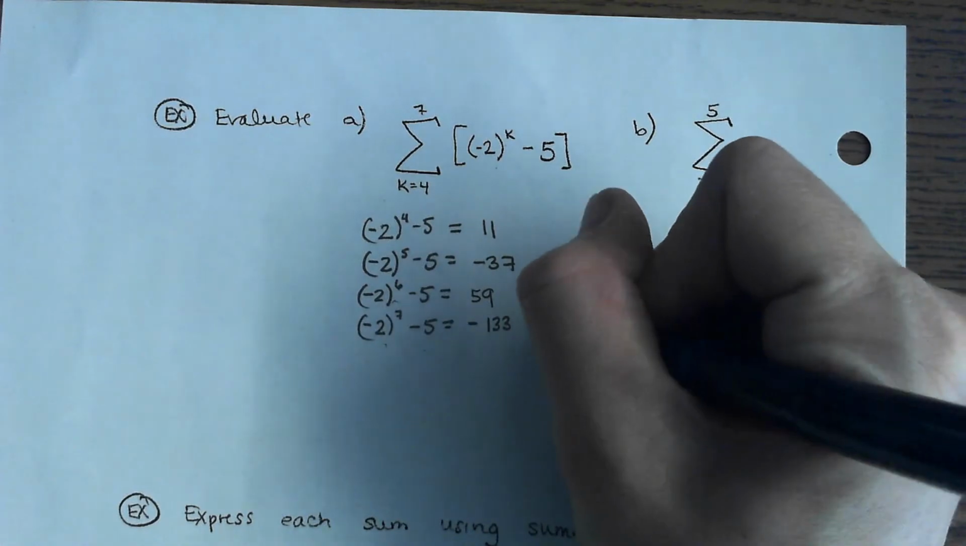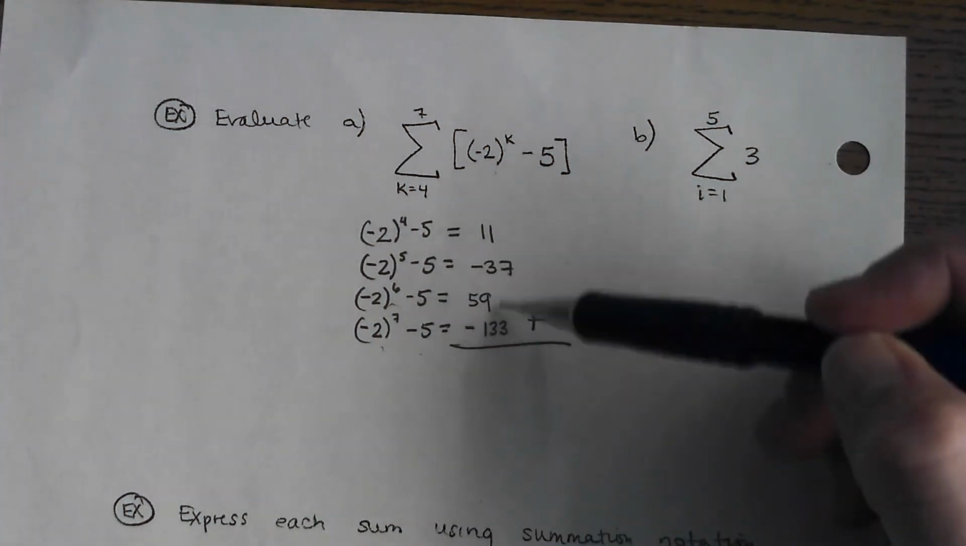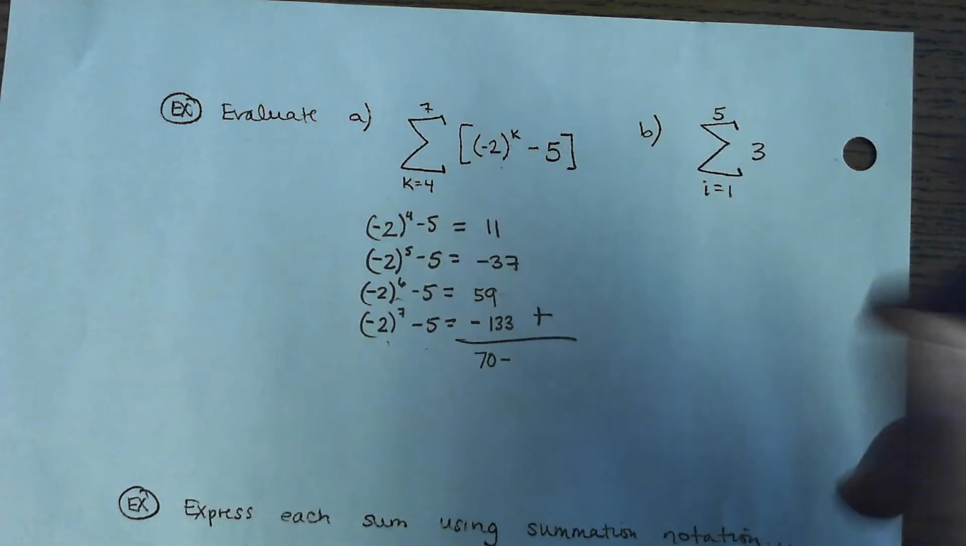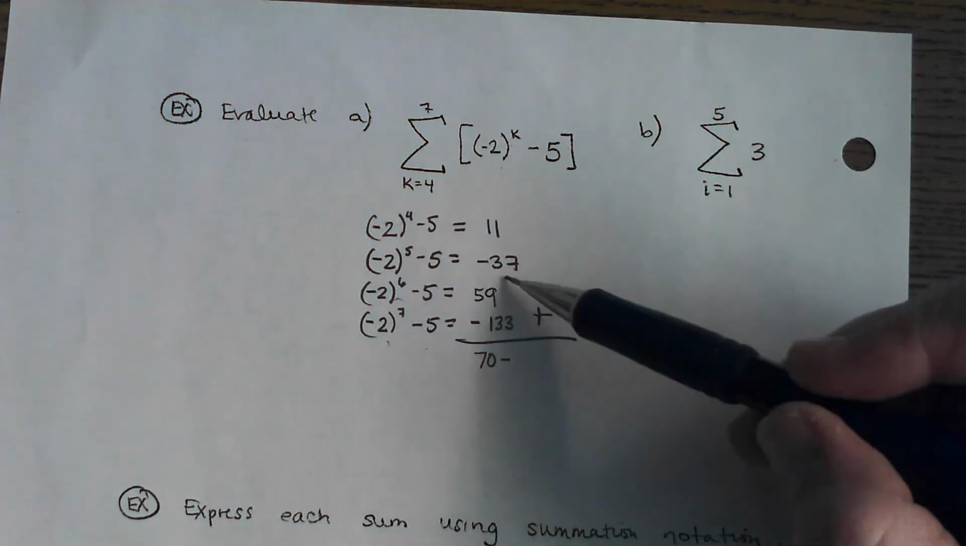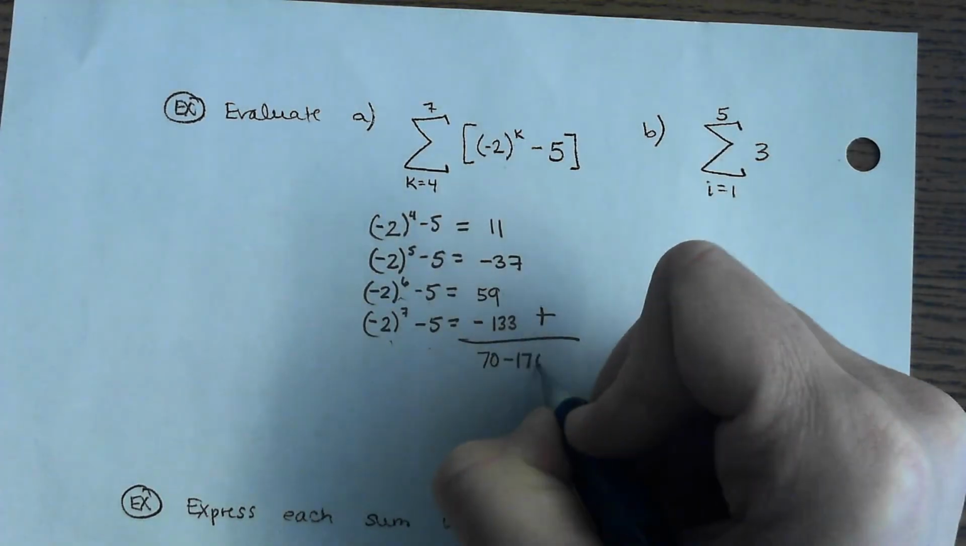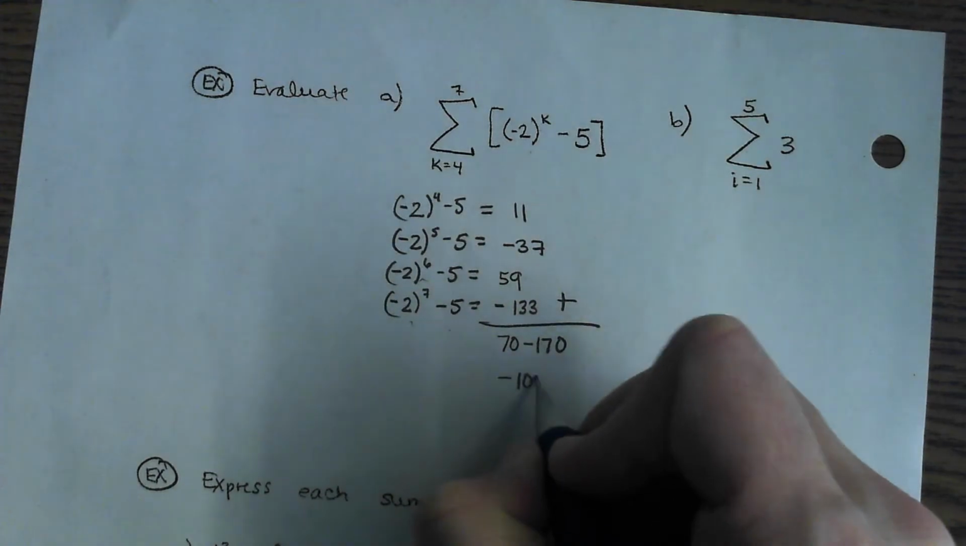And you're going to add all of these together. So essentially, in the positives, we have 70. And in the negatives, we have negative 170. And what do those add together to be? Negative 100.